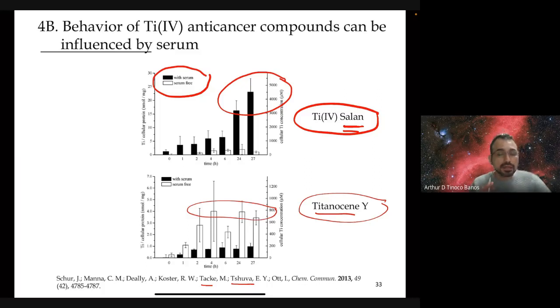So clearly, the ligation of the metal center plays a significant role in the potential biomolecular interactions with the media, with the biological fluids, that can impact how much of that metal can actually enter the cellular environment. Again, that does not necessarily mean you're going to have a greater cytotoxic effect, as I've talked about previously. But there is an impact of the ligand surrounding the metal center on cellular uptake.